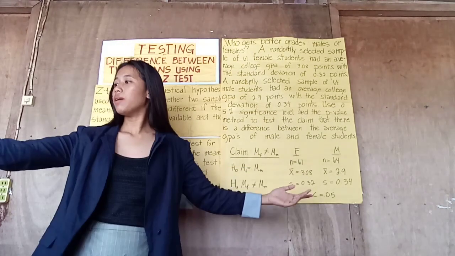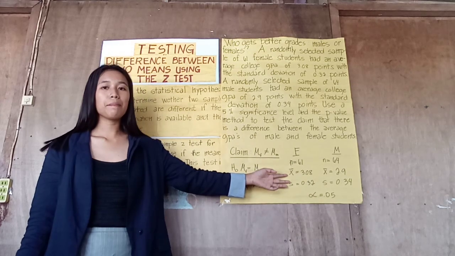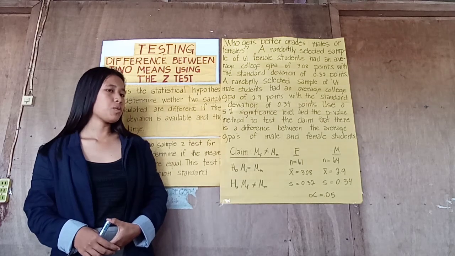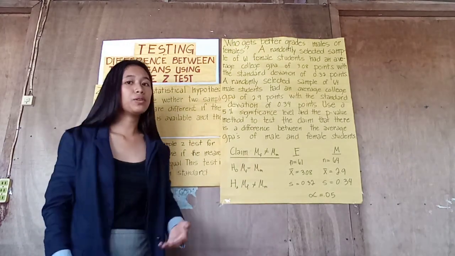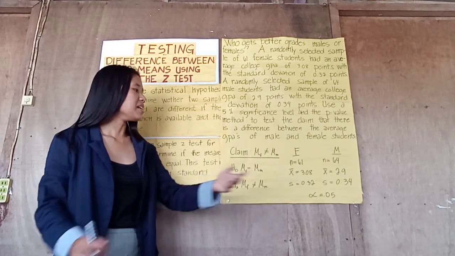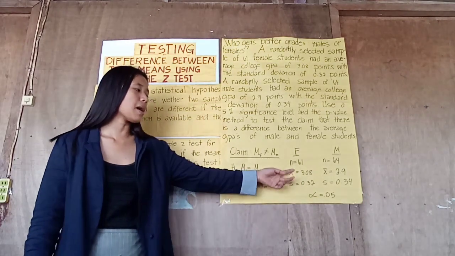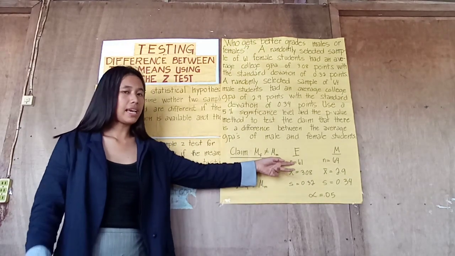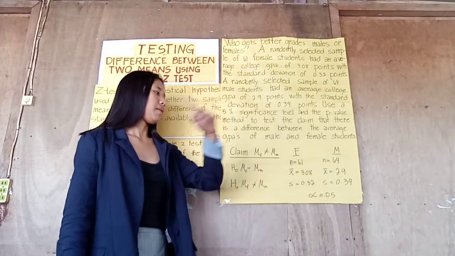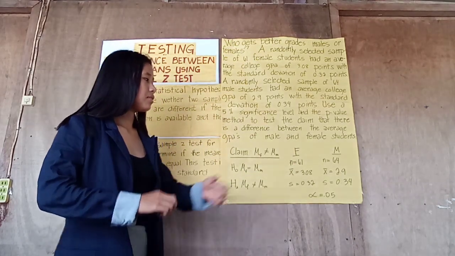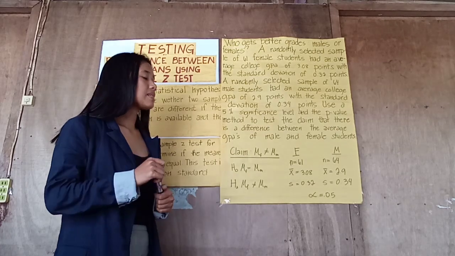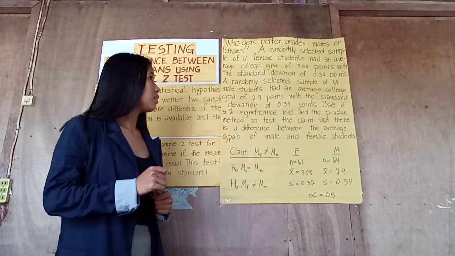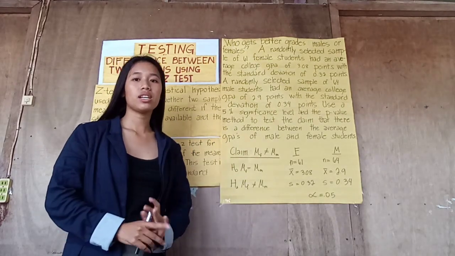64, very good. Row 1, pila ang sample mean sa female? 0.61? No. Row 2? Yes, it's 3.08. This is the sample mean, this is the sample size, and this is the standard deviation. Okay. So everyone, pila ang significance level? 0.5% is 0.05. Very good. So now, ato na siyang isolve. We're going to solve it.